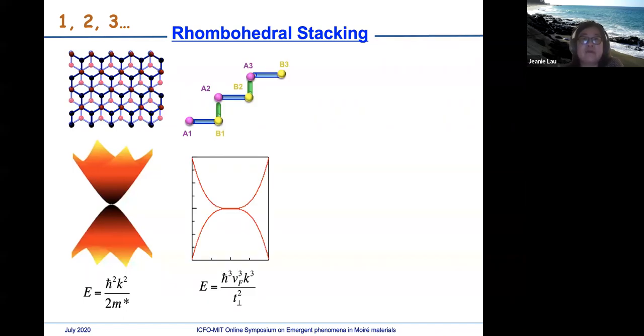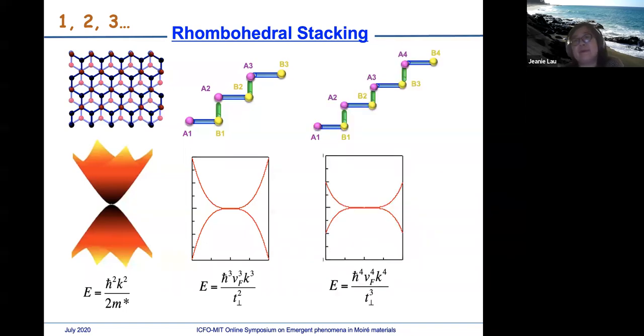In trilayer graphene, this ABC-stacked trilayer graphene, the dispersion is cubic. Santi also mentioned this briefly in the last talk. And when you go to four-layer graphene, the dispersion is quartic. So you can see that as we increase the number of layers, at least in rhombohedral-stacked graphene, the bands become flatter and flatter.